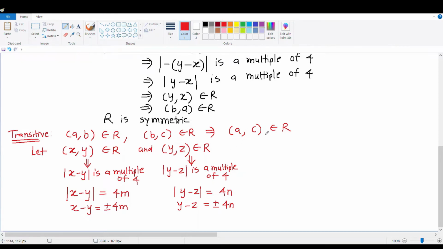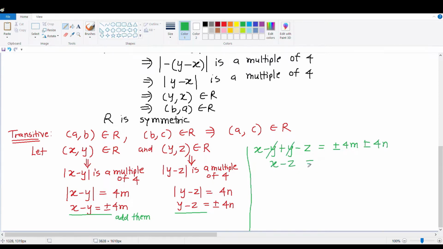Now we want to find the relation between a and c, and in this case x and z. So to find the relation between x and z, we need to eliminate y. And how do we eliminate? We just need to add these two equations. If you add these two equations, you are going to get x minus y plus y minus z is equal to plus minus 4m plus minus 4n. So y and y cancel out, and you will have x minus z equals plus minus 4, taking out the common factor, and then m plus n inside the parenthesis.